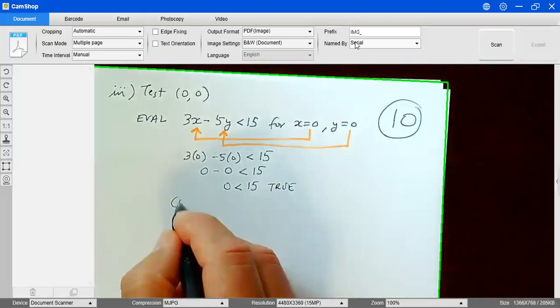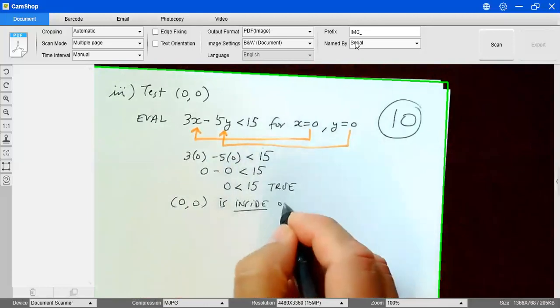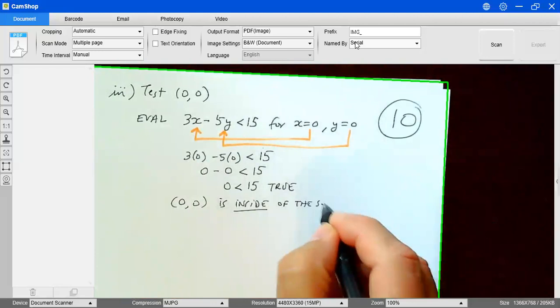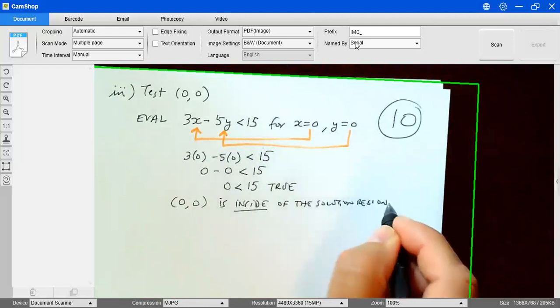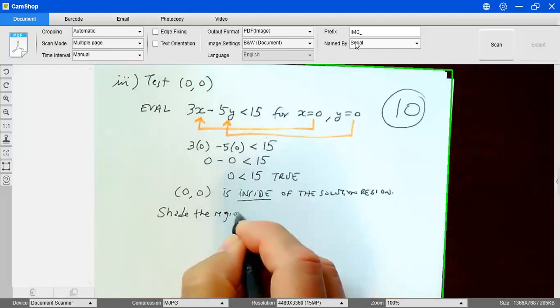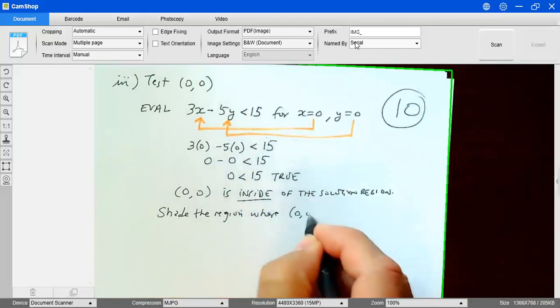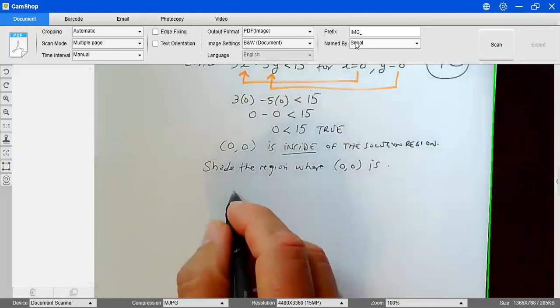So that means that 0, 0 is inside of the solution region. So we're going to shade the region where 0, 0 is. If you get false, then you're going to shade the other region. Now we have all the information that we need to solve the problem, so I'm going to do a graph here.